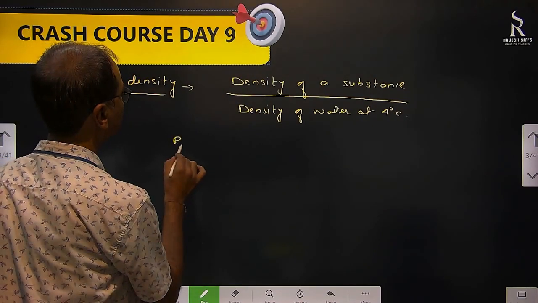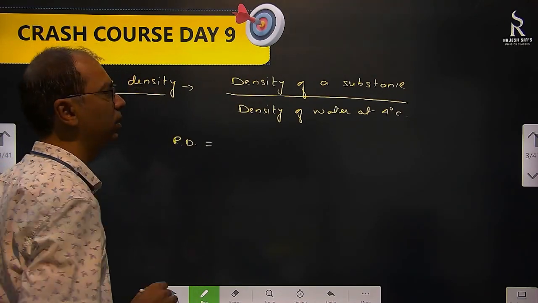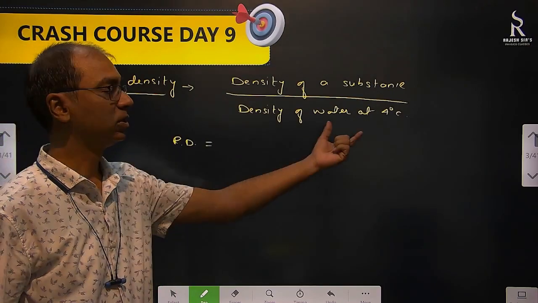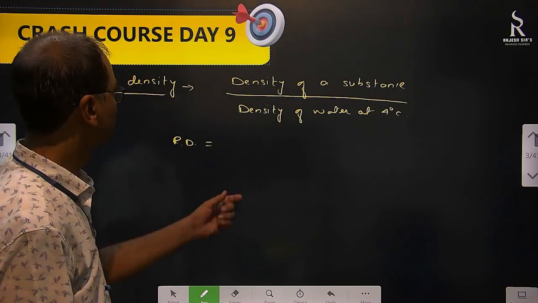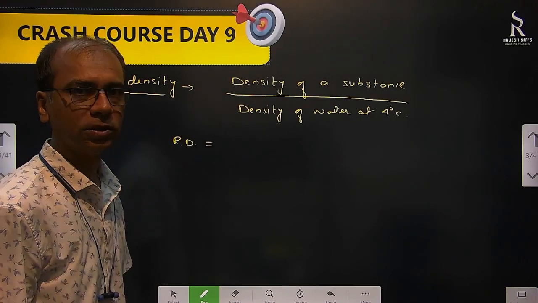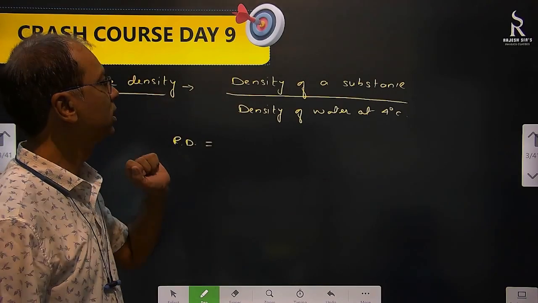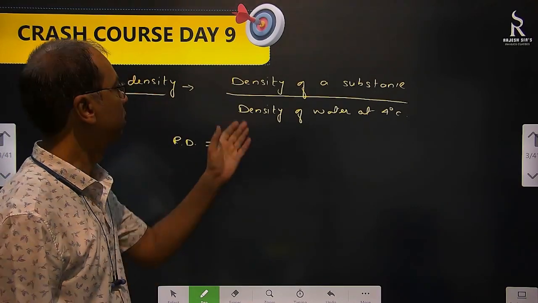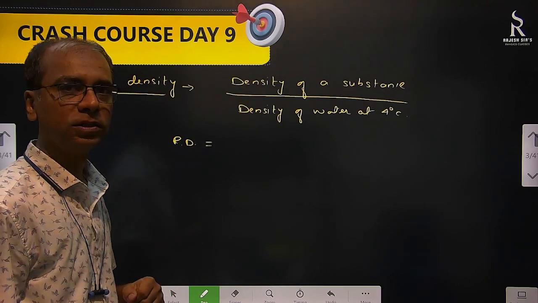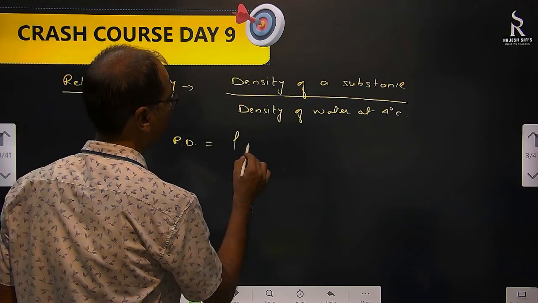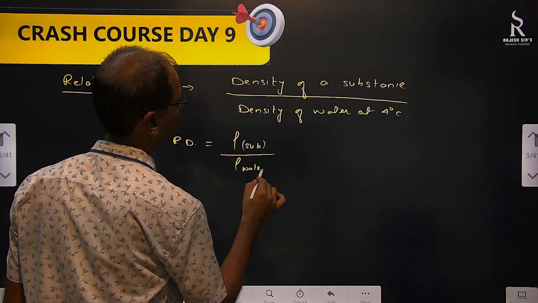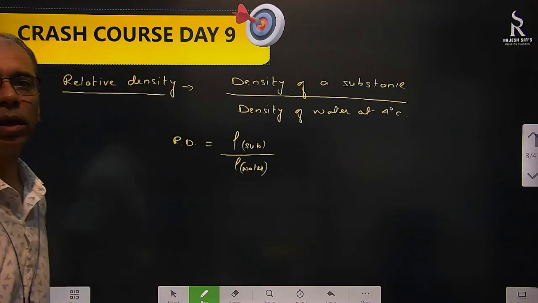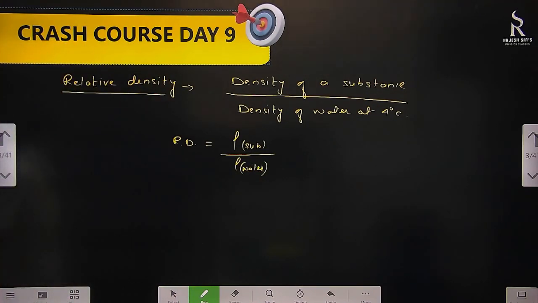So what do we do with this? In certain questions they will give you relative density and you have to find the density of a substance, whereas this is known to us, 1 gram per cc or 1000 kg per meter cube. So with that you can find the density of a substance. Relative density is unitless, because it is density by density, dimensionless. Density of substance by density of water. It is a dimensionless and unitless quantity.